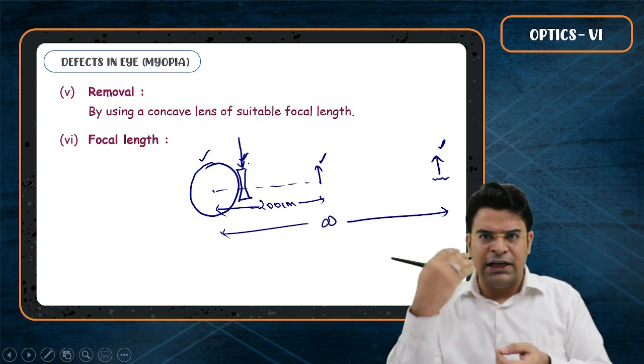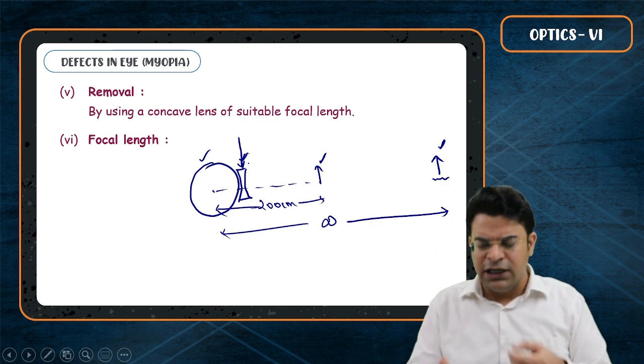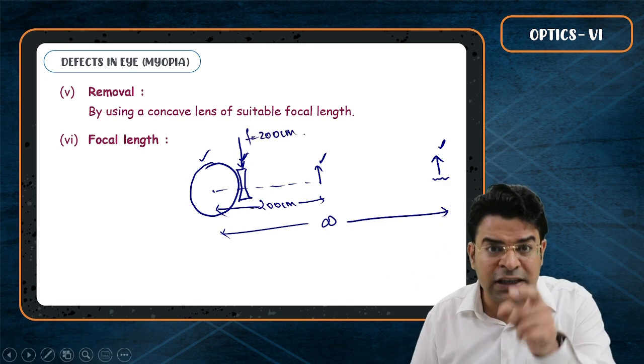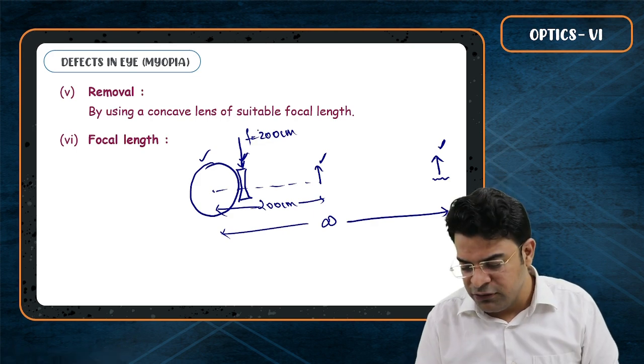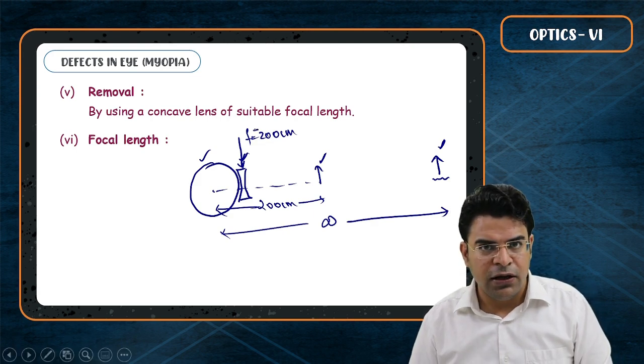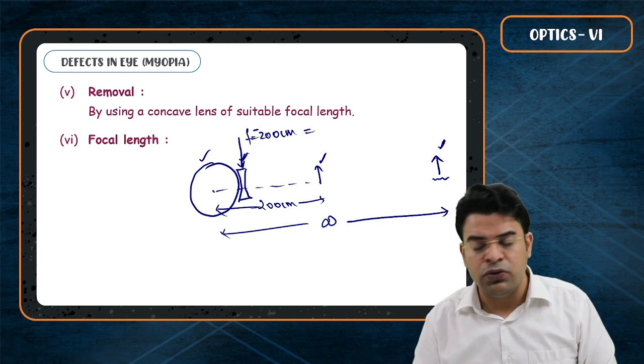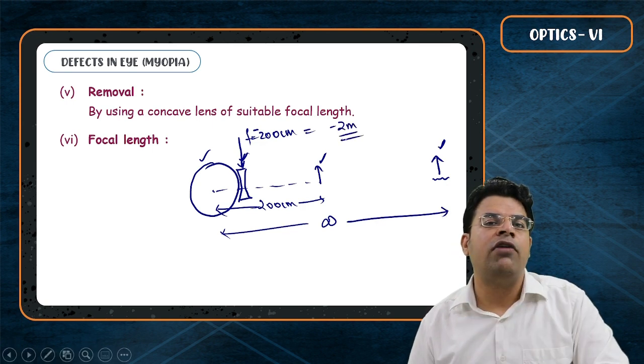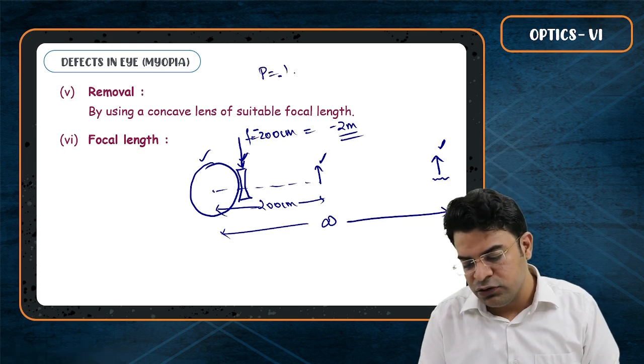So sir, the object is at infinity, the image is being formed at 200 centimeter. So the focal length of this lens has to be 200 centimeter. Definitely negative. It's a concave lens. So you will say minus 200, right? Now you know that minus 200 centimeter is minus 2 meter. So if I ask you what is the power of this lens, you will say power equals 1 by focal length. So that will be equal to minus 0.5.